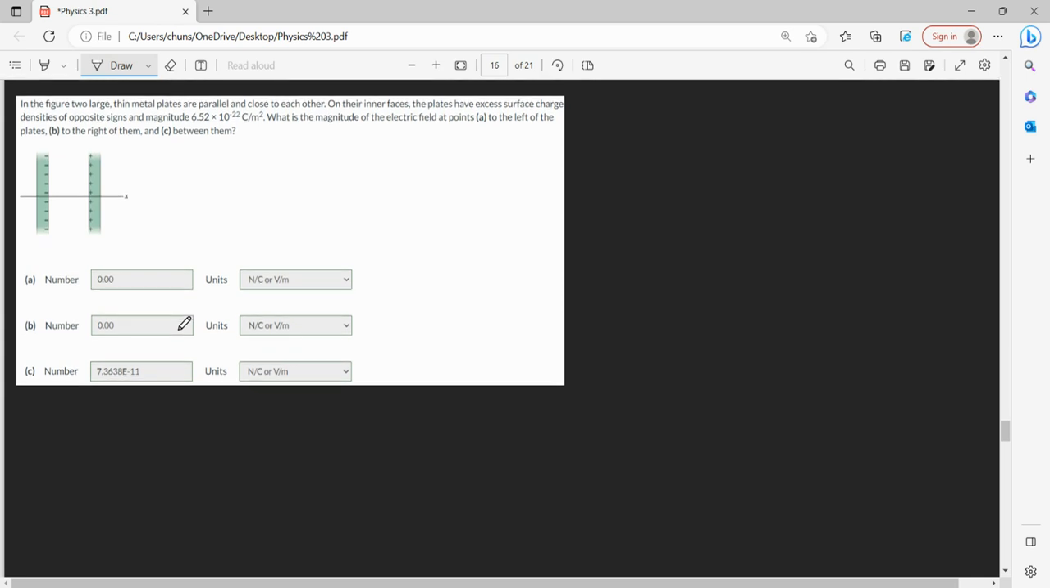Sorry. Okay, so the next question is dealing with parallel plates and finding the electric field at 3 different points. We want to find it inside, on our left side, and on our right side. So we are given the surface charge of each one, which is 6.52 times 10 to the negative 22. And because they are parallel plates, this one will be positive 6.52, this one will be negative 6.52.